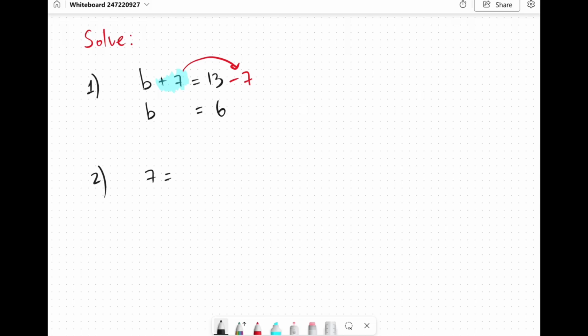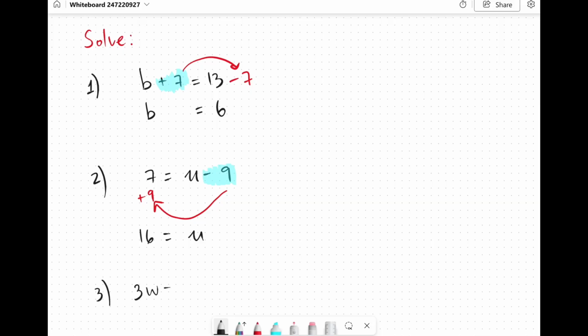Here's your number 2. 7 equals u minus 9. So here, to get your u by itself, you need to move the 9. 9 is attached to u through subtraction, so to move it, we have to add. Once you add the 9, which was subtracted from u, by doing the opposite, which is adding, you will have 7 plus 9, which is 16, equals u.